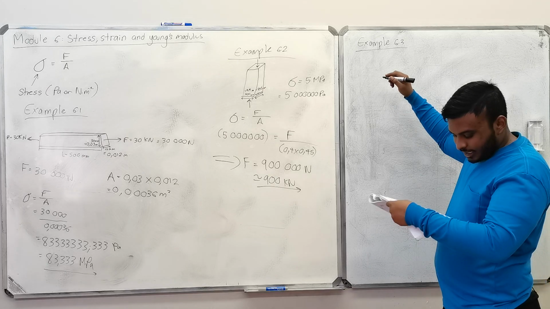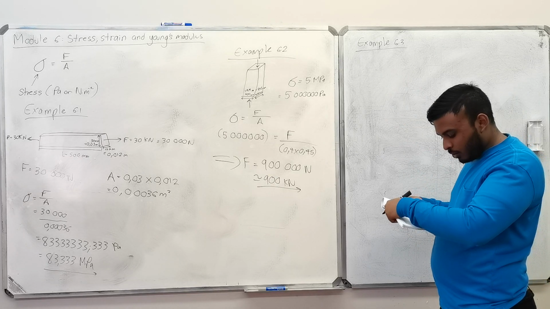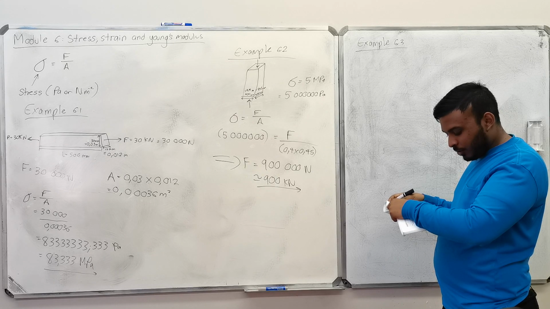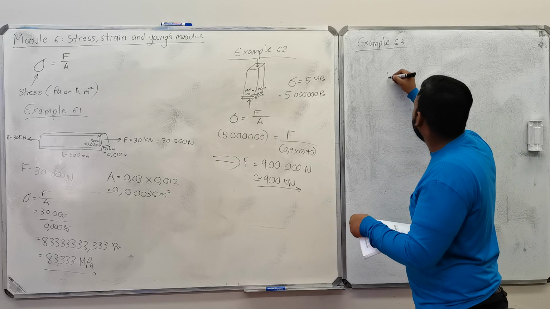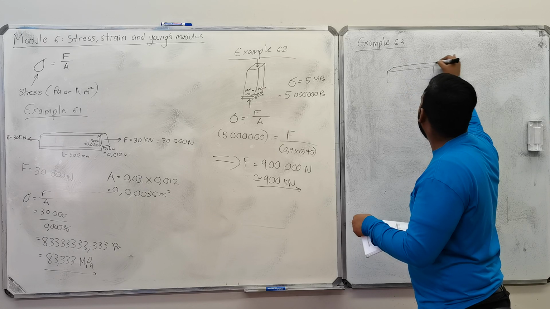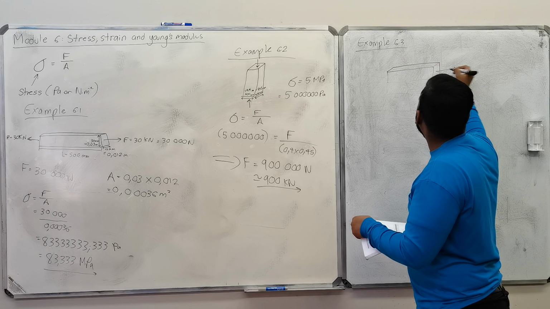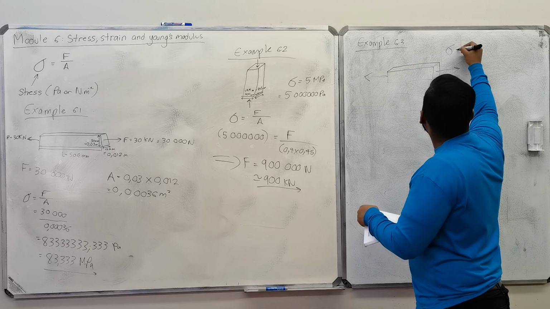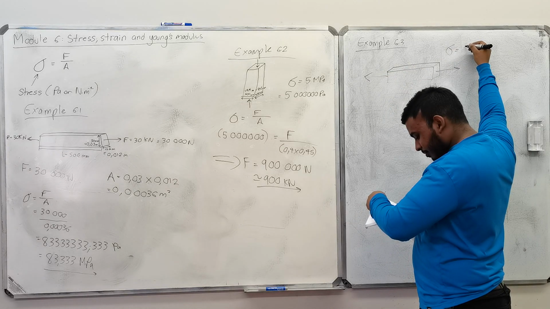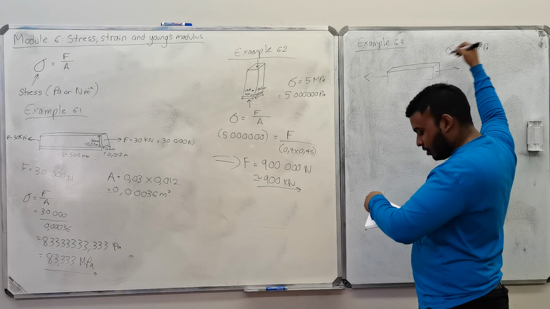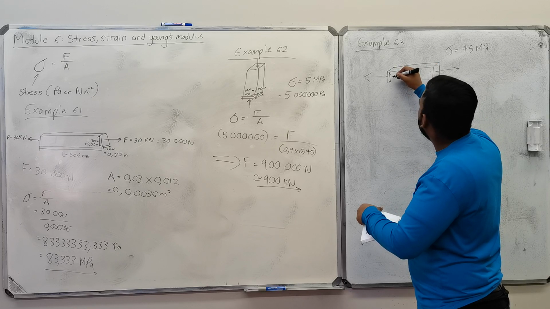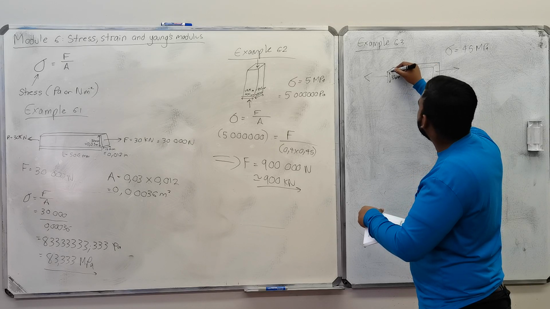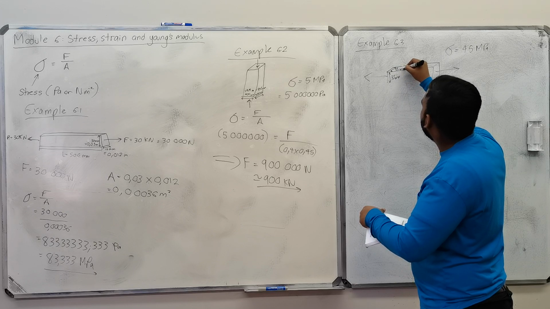Example 6.3: calculate the maximum load that can be applied to a rectangular bar with a cross-sectional dimension of 25 millimeters by 30 millimeters, if the tensile stress in the bar may not exceed 45 MPa. Once again you have a bar, and it's a tensile force, so it's pulling it like that. Let's say this is 30 millimeters and this here is 25 millimeters.